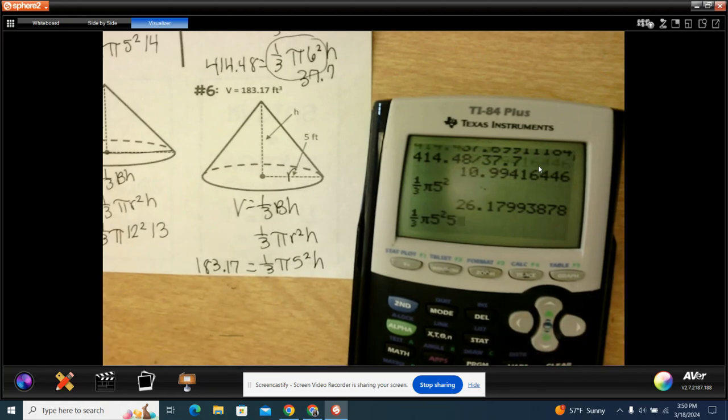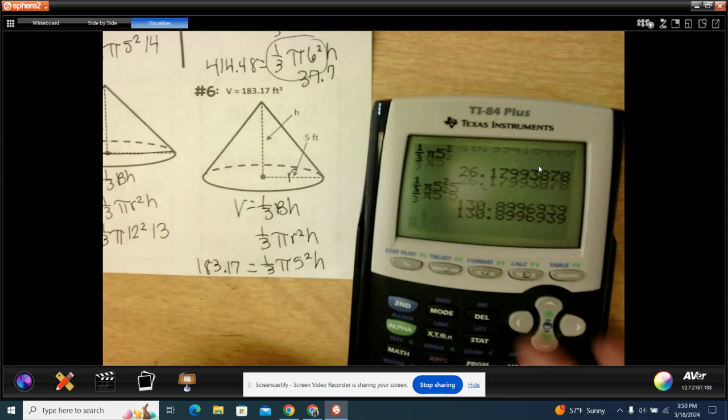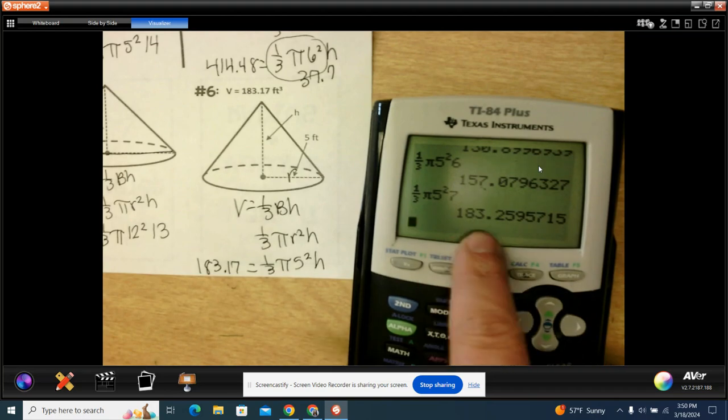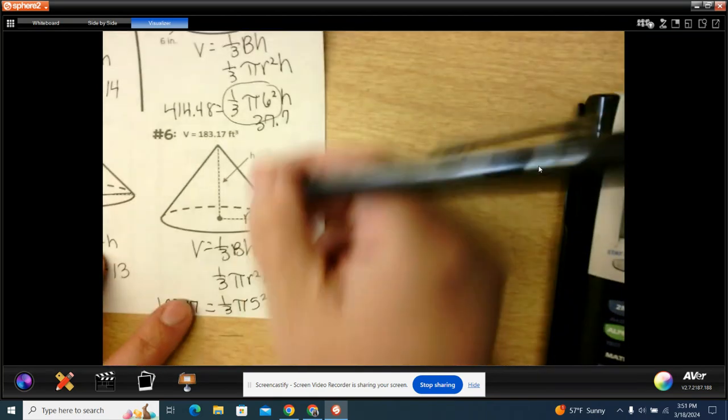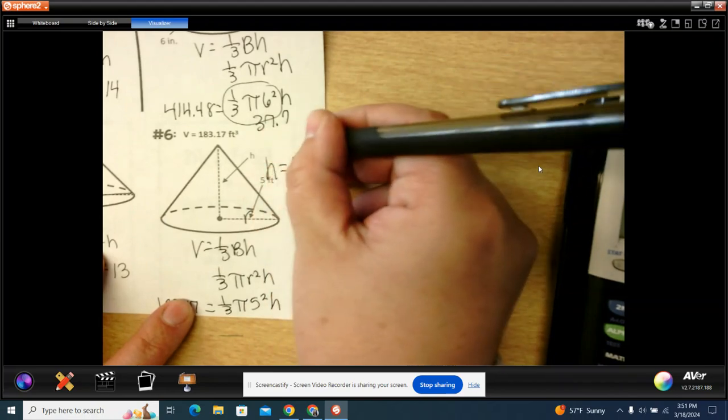So let's just say 5. So we're getting closer. Let me try 6. And then we can keep changing it. And there we go, 183. And it's off by just a little. So that means H is going to have to be equal to 7.